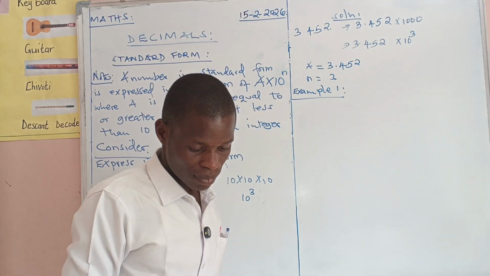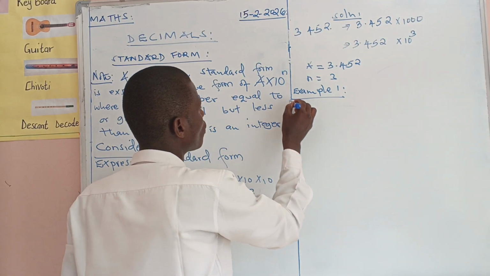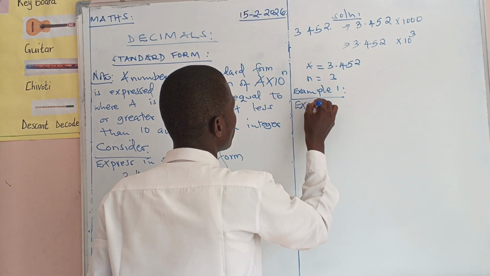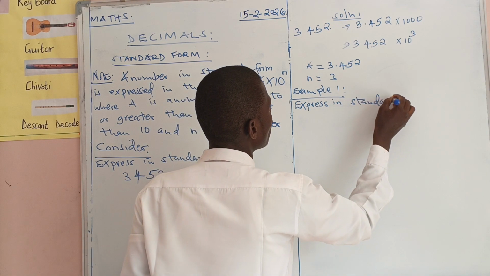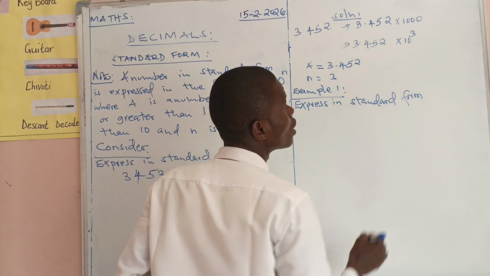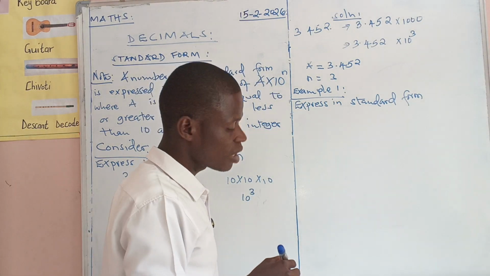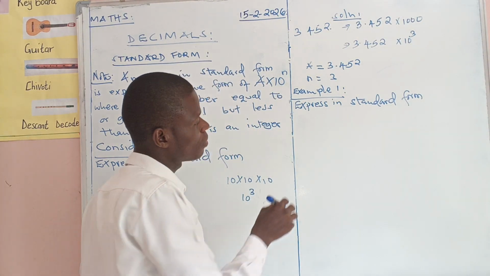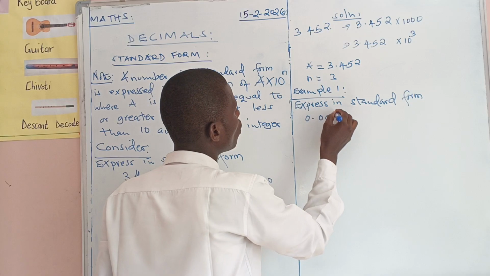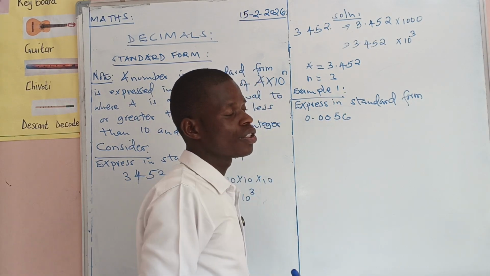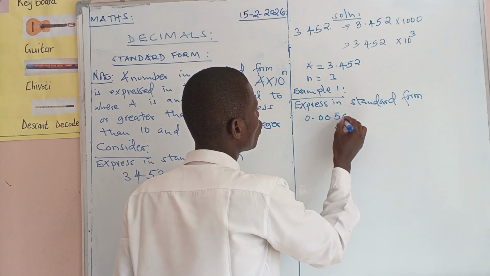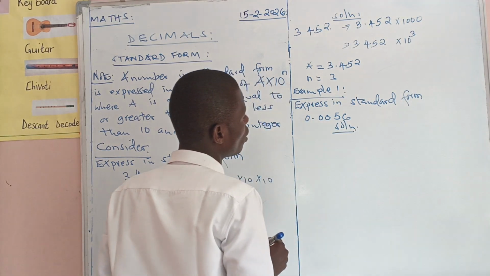Next, express in standard form. What is this we are expressing in standard form? 0.0056. Now, solution, we don't need to waste time on this.